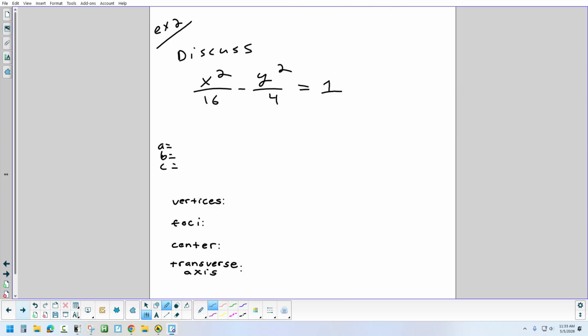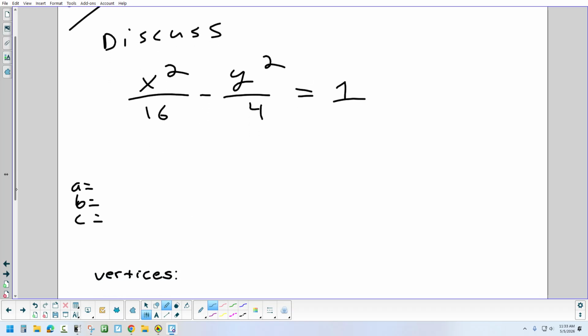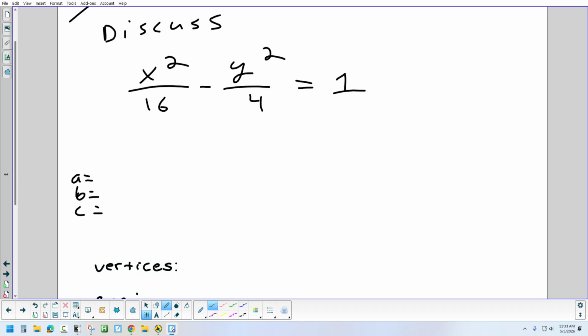All right. For this one, I want to discuss it. What is A in this case? Yes, 4. A is 4. How do you know that? Because it's the square root of a larger denominator.